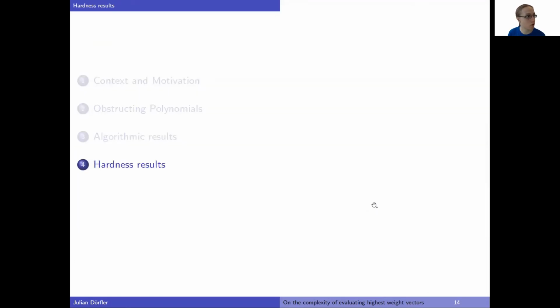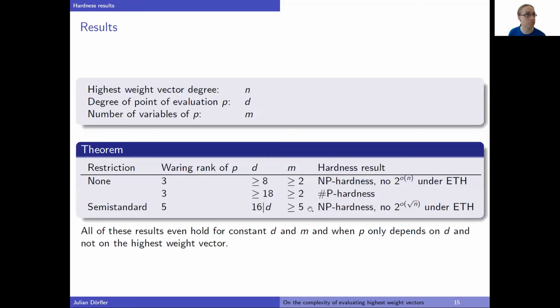So let's now come to the actual hardness results, and you will see those are almost tight. So again, n, d, and m will be needed. For reference, those are the highest weight vector degree, the degree of the point of evaluation, and the number of variables. The number of variables also directly gives a limit on the number of rows needed. So you can also read this as a number of rows of Young tableaus that are already hard.